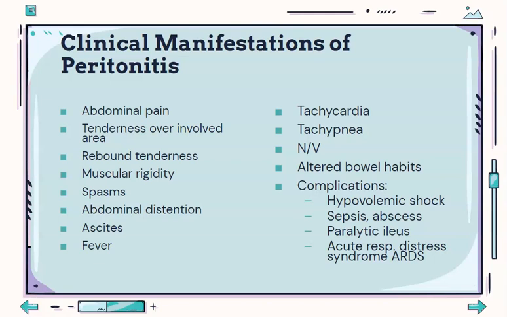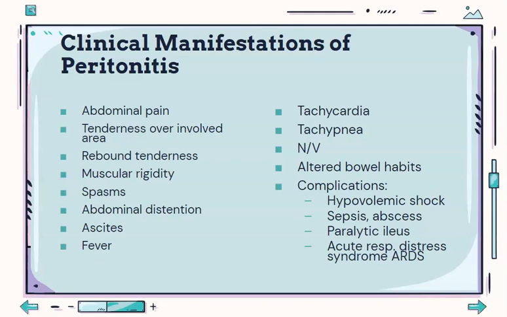They will also see some rebound tenderness, some muscle rigidity, maybe some muscle spasms. Depending on the severity of the infection, you'll see some abdominal distension. If they are a liver failure patient, you could have some accompanying ascites as well. And then because it is an infection, fever is also going to be a component. As our body starts fighting the infection, we're going to see some tachycardia, some tachypnea, definitely some nausea and vomiting, some altered bowel habits.